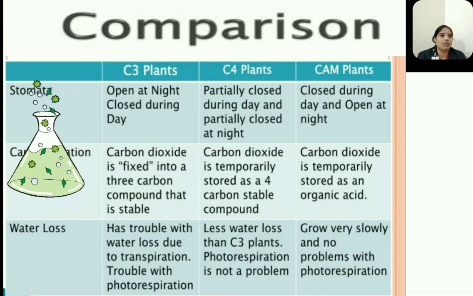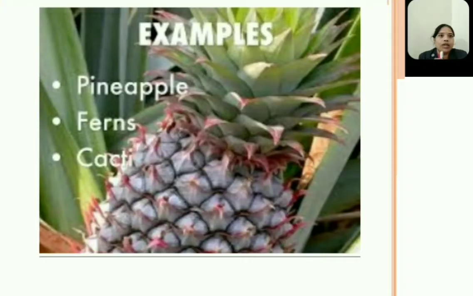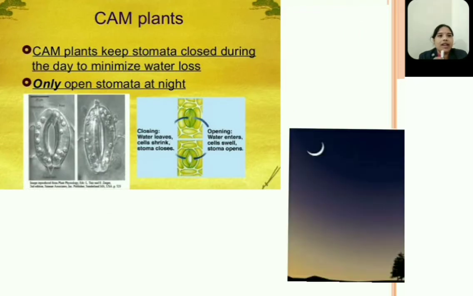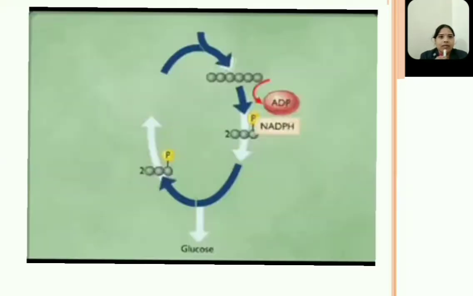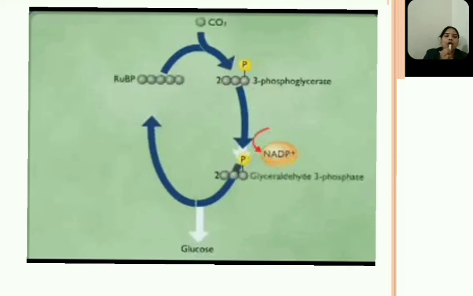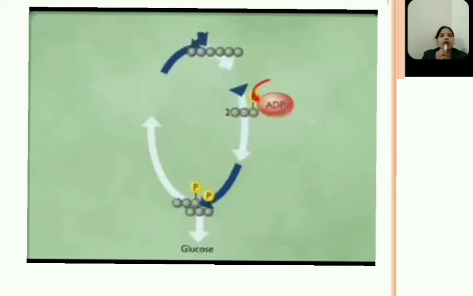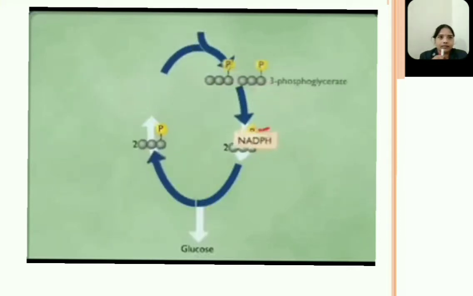In the case of the C4 plant, carbon dioxide is temporarily stored as a 4-carbon stable compound. And in CAM plants, carbon dioxide is temporarily stored as an organic acid. Stomata open during nighttime, and the light reaction occurs during the daytime, and the Calvin cycle occurs when carbon dioxide is present.